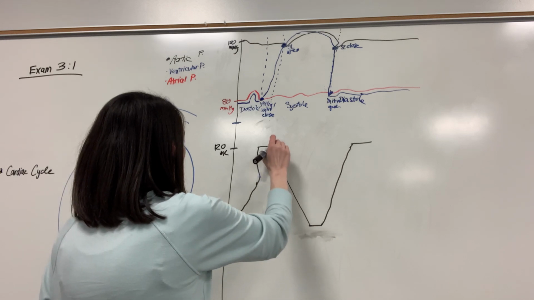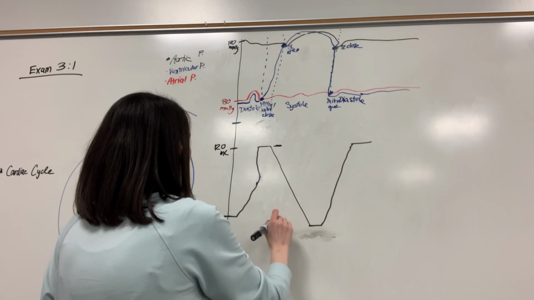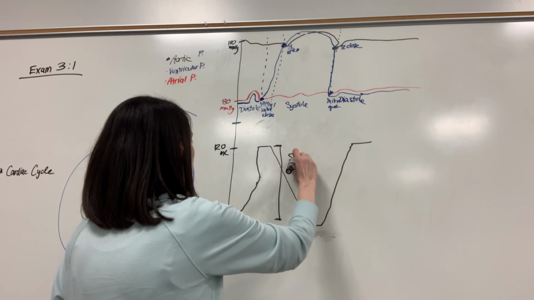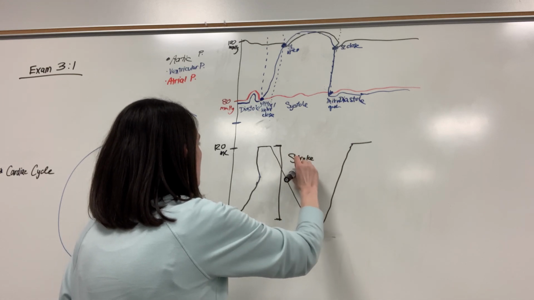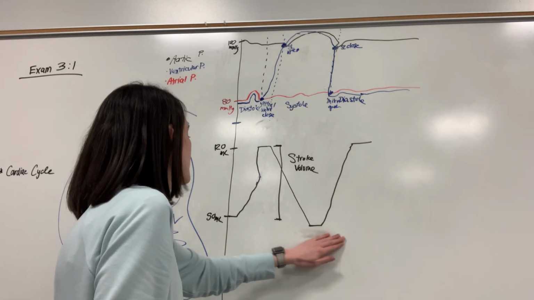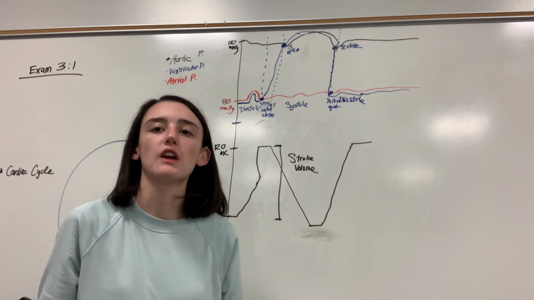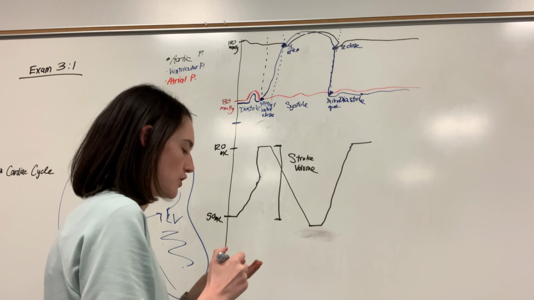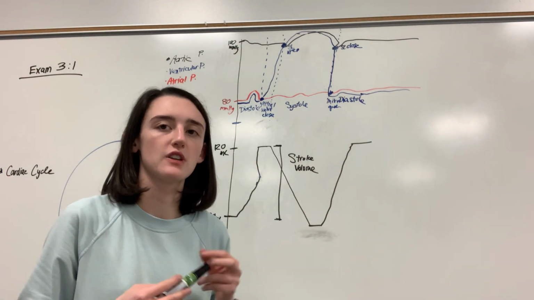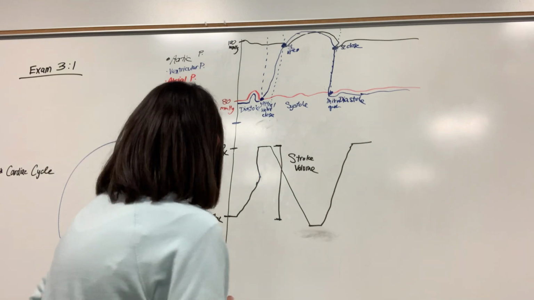And the 120 and 50 difference, we call that our stroke volume. And that's the amount of blood that the ventricle can carry at a time, is our stroke volume, which is going to eventually affect cardiac output, which I will discuss in a different video next time.